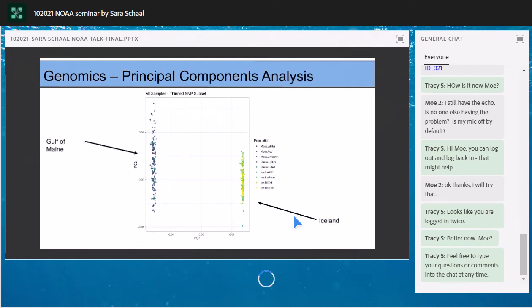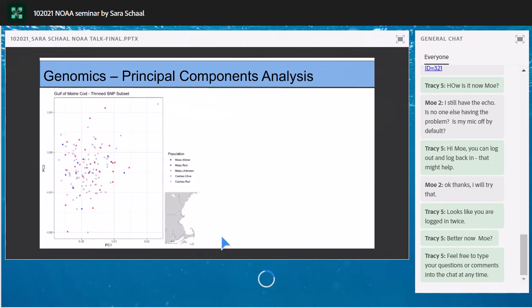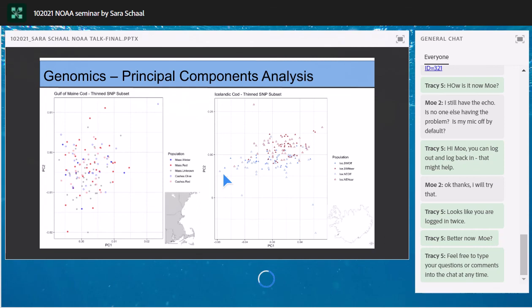And so when looking at the genomics, I'm just going to quickly go through this. When I look at all populations, we see them split by geographic region, where we have Iceland here and the Gulf of Maine here. When we hone in on each of those regions individually, here's the Gulf of Maine. When I look across the whole genome, they look fairly panmictic. There's no clear groupings there. However, in Iceland, we do see some separation between our two different ecotypes, so the offshore cod and the nearshore cod.